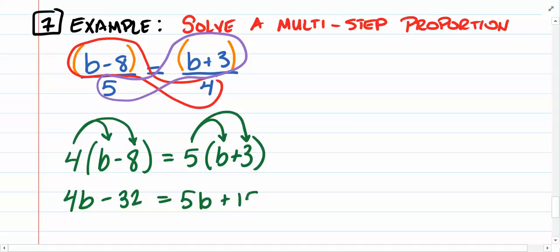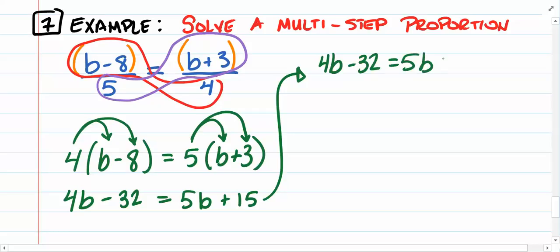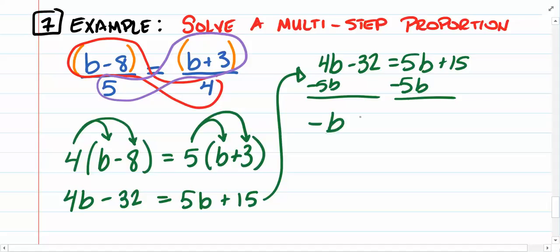Okay, so I'm going to bring this problem up here so I can work it out. It says 4b minus 32 is equal to 5b plus 15. Now remember, I'm solving for b. So I want to get my b's to one side of the equation. I'm going to choose the left side. So I'm going to subtract 5b from both sides of the equation. Okay? So 4b take away 5b is negative 1b. I'll write that as negative b. Minus 32 is still equal to 15.